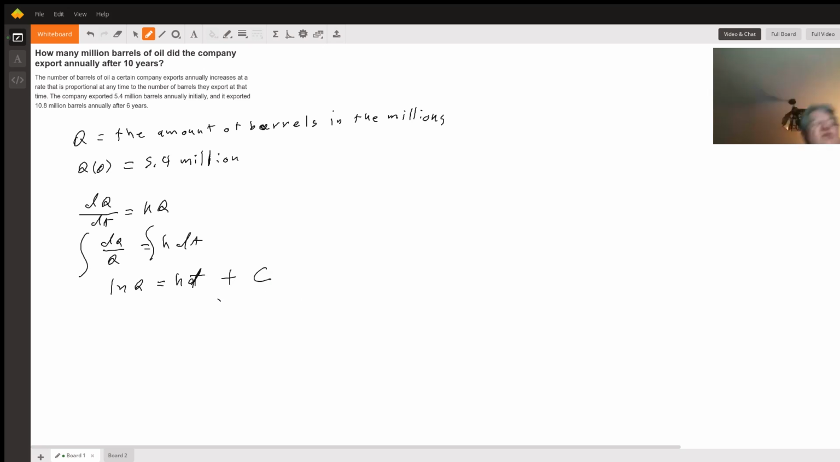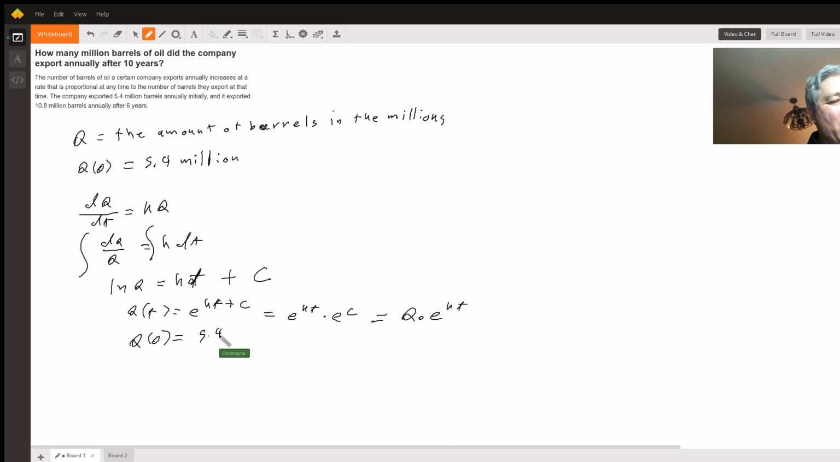Now you can rewrite this using the properties of logs, like e to the what equals Q. So now you can say Q of t equals e to the kt plus c. That's equal to e to the kt times e to the c, and e to the c is just a constant. So we could rewrite this as Q sub 0, that's the initial amount, times e to the kt. Now we could say Q of 0 equals your initial amount, which is 5.4 million, and that's equal to Q sub 0 e to the 0, which is equal to Q sub 0.